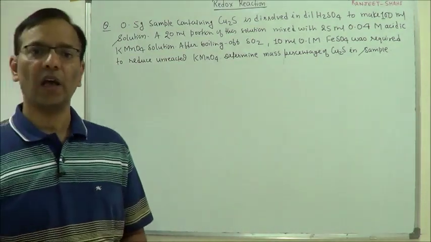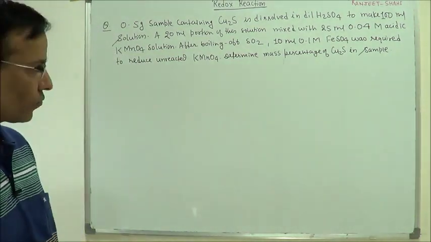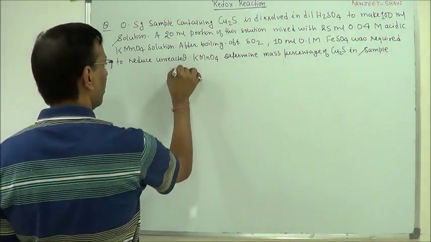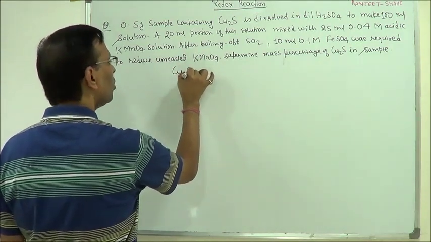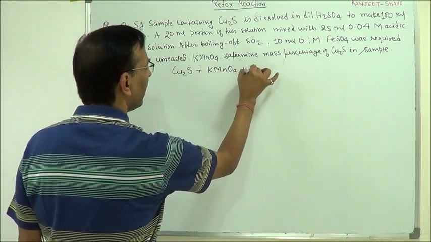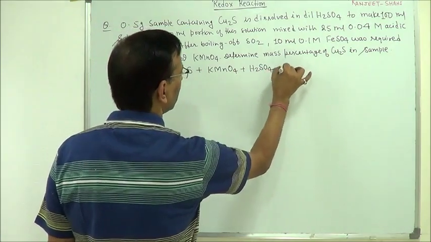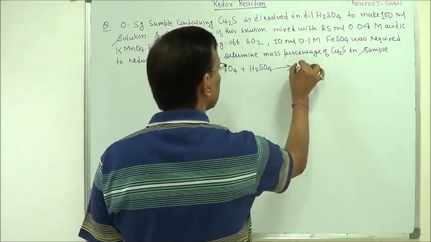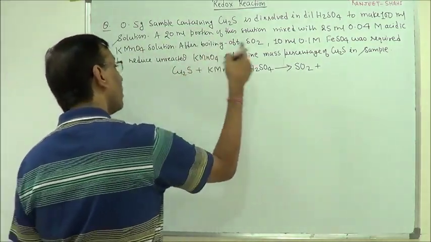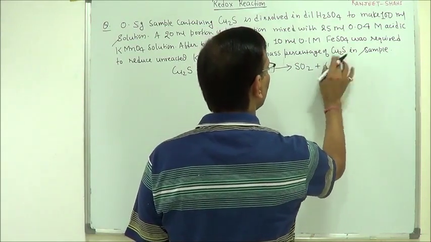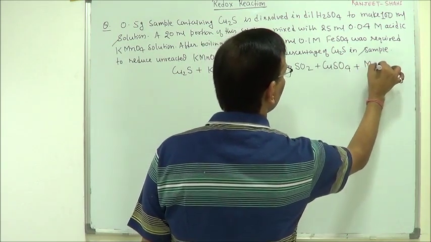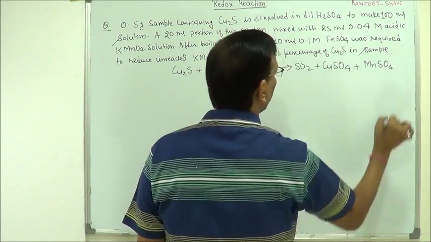What is different in this question? Potassium permanganate, an oxidizing agent, reacts with cuprous sulfide in acidic medium. Sulfide here is converted into SO2, as given in the question, and copper is also oxidized from cuprous to cupric, reducing manganese to MnSO4.